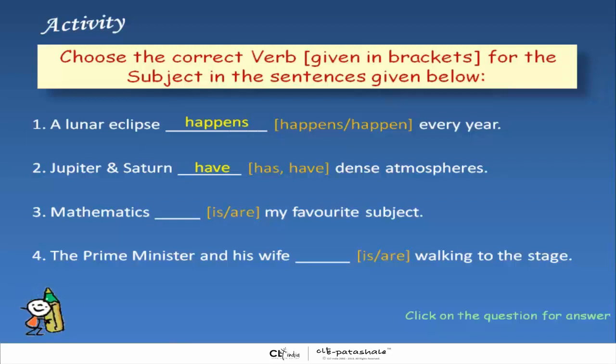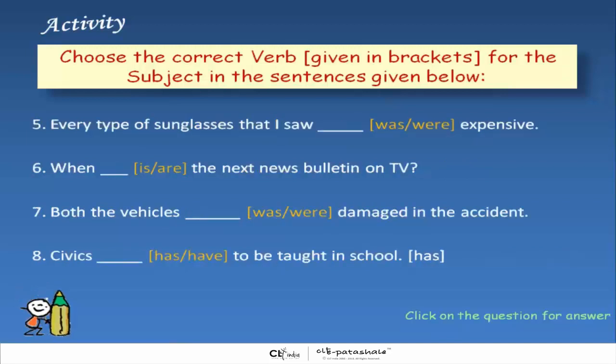Mathematics dash is or are my favorite subject. Mathematics is my favorite subject. The Prime Minister and his wife dash is or are walking to the stage. The Prime Minister and his wife are walking to the stage. Every type of sunglasses that I saw dash expensive. Every type of sunglasses that I saw was expensive.